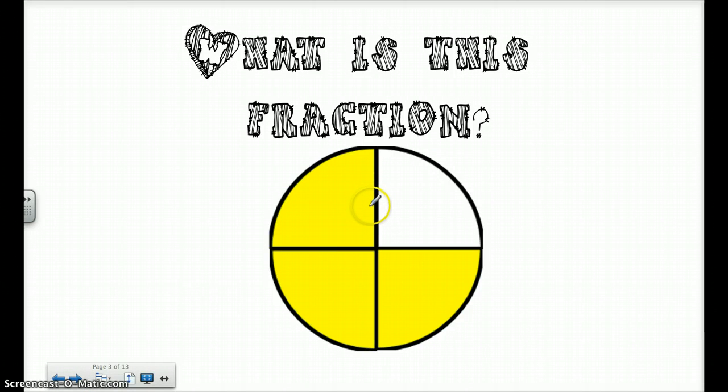So what is this fraction? Well, how many total pieces are there? That's going to be your denominator. So there's 1, 2, 3, 4 total pieces. Your numerator is going to be how many are shaded yellow, and that would be 3. So this fraction is 3/4. 3 out of 4 pieces are shaded in.